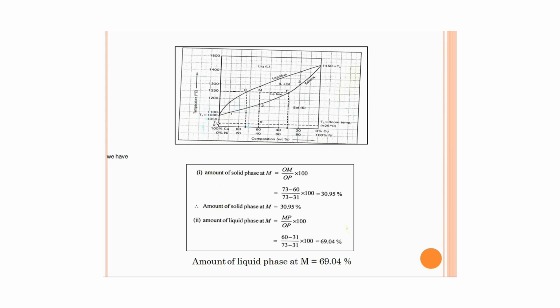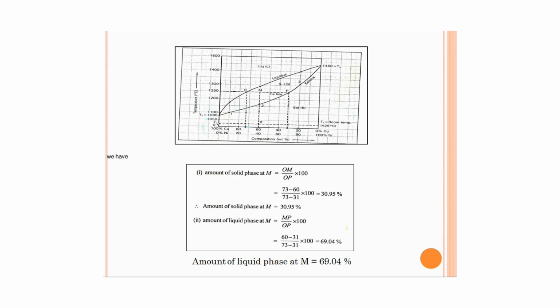So here if you take the OMP line, with respect to the center where the balance is happening between the liquidus and solidus line, the amount of solid phase at M we can calculate, that is OM by OP into 100. If we calculate, you will be able to get 30.95%. So 30.95% is the solid phase.